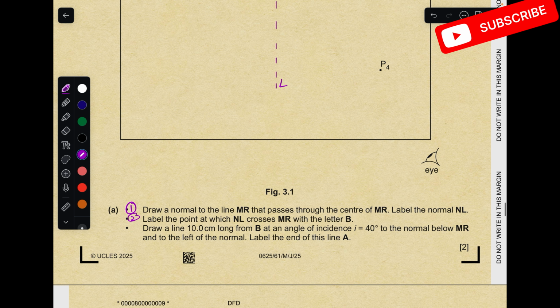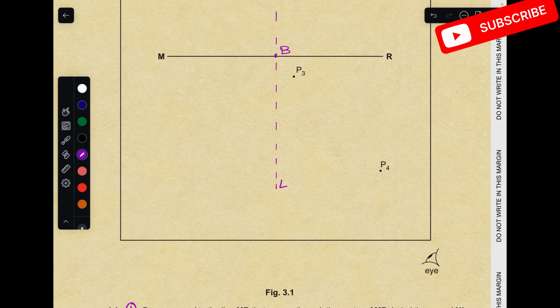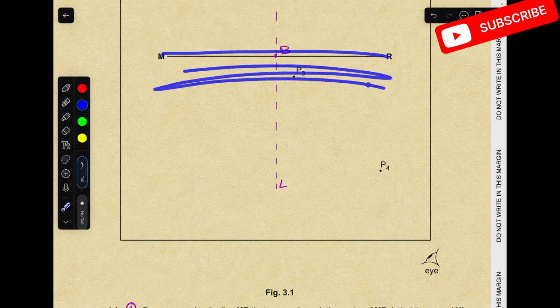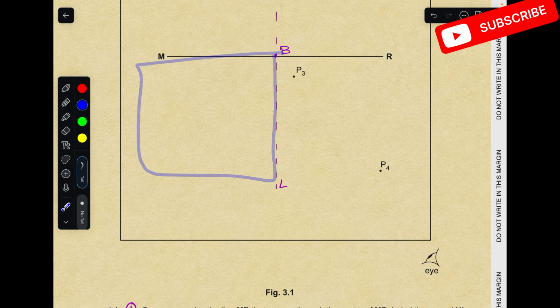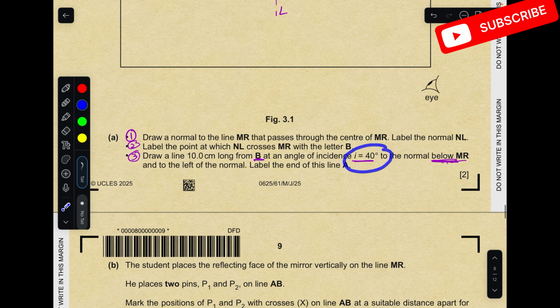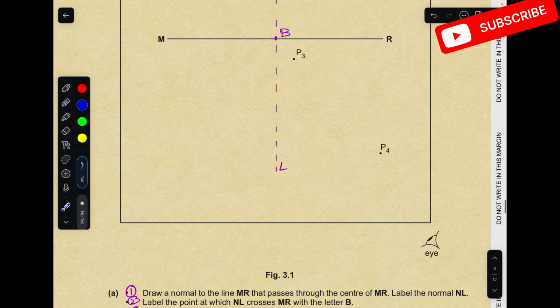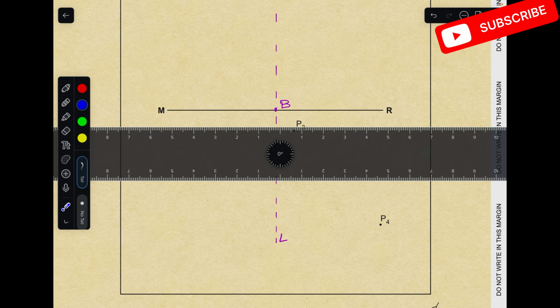Now third point, draw a line 10 centimeters from B at an angle of incidence of 40 degrees to the normal, below MR. The line should be below MR and left of the normal. So it should be in this region below, and on the left. Its angle should be 40 degrees to the normal. They have instructed it very clearly.